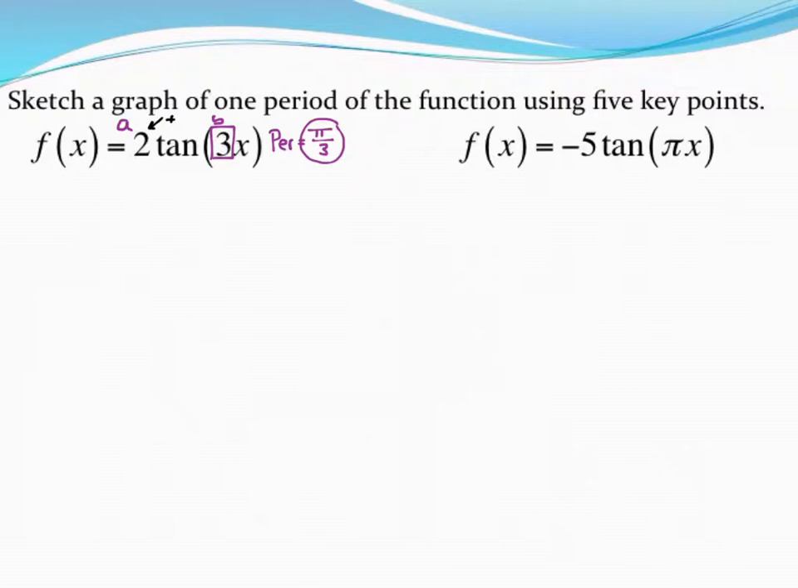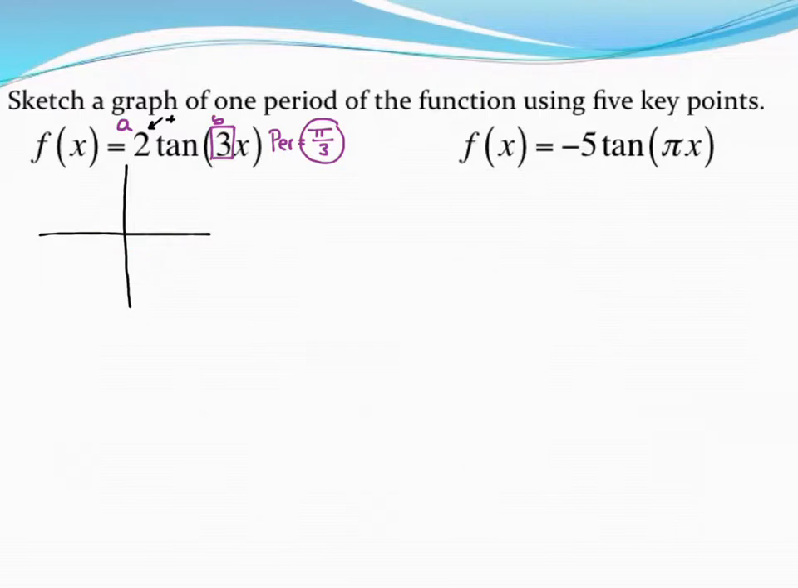So let's go ahead and take a look at how we're going to actually graph this one. The tangent graph is different than the sine or cosine graph because this is the first time we're actually going to see part of the graph to the right of the axis, or the origin, and part of the graph to the left. So the graph kind of straddles the origin. There's half on either side.